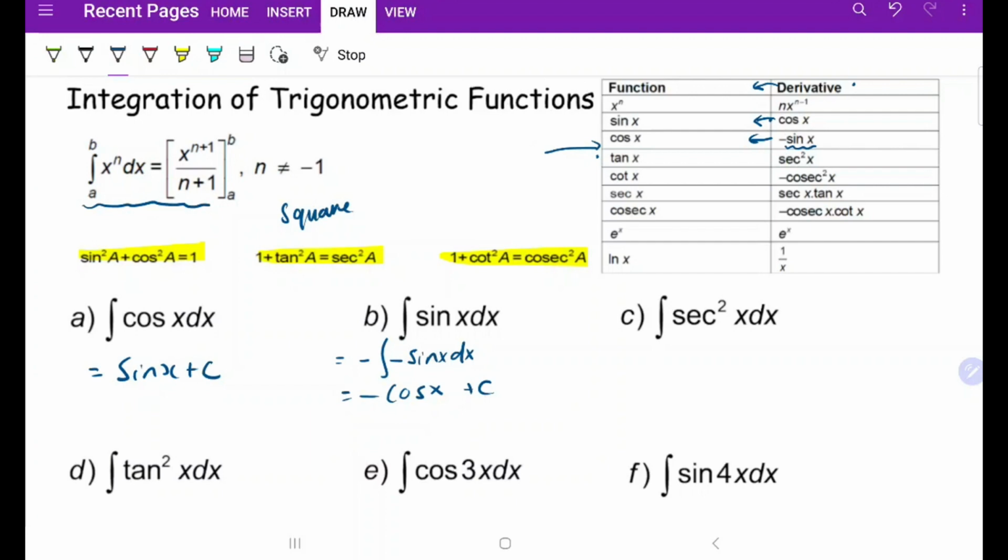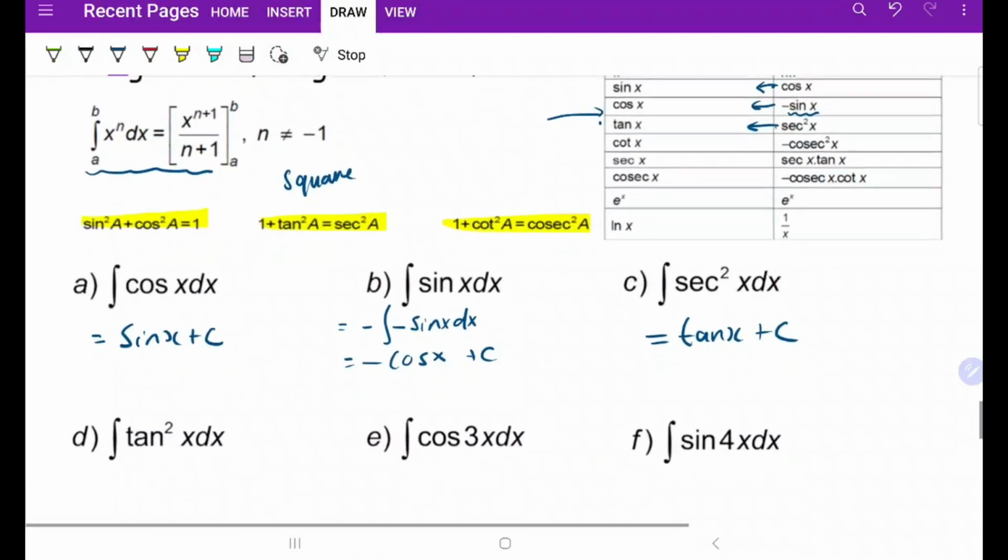The next thing I'd like to do is the integral of sec squared of x. You can see that sec squared of x is there as a derivative. So it means that if we go backwards, it gives us tan x, and therefore the integral of sec squared x is just tan x plus the constant of integration. So integrating trigonometric functions can be quite easy, but also it can be a little bit more involved, as you will see with the next examples that we will do.